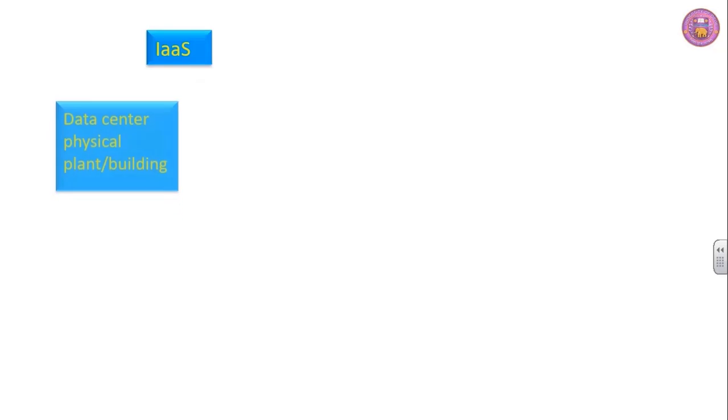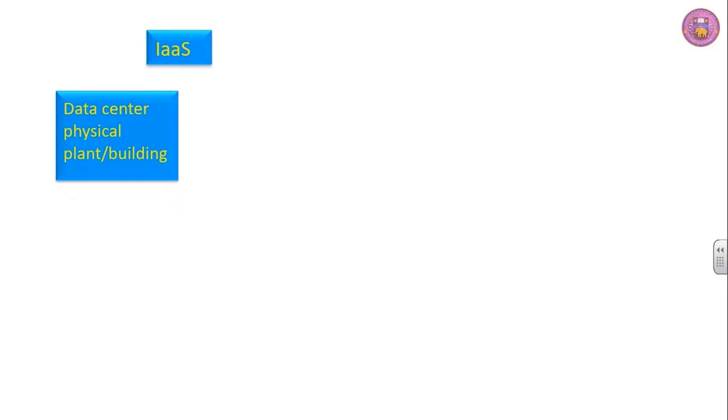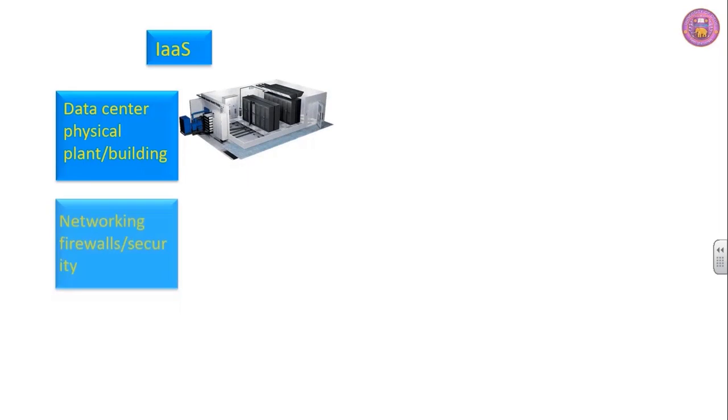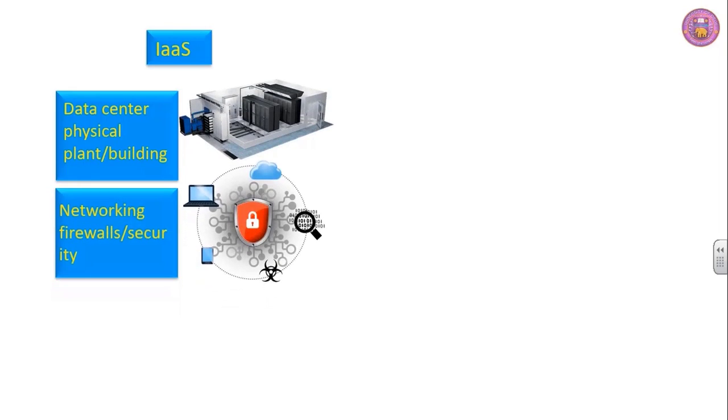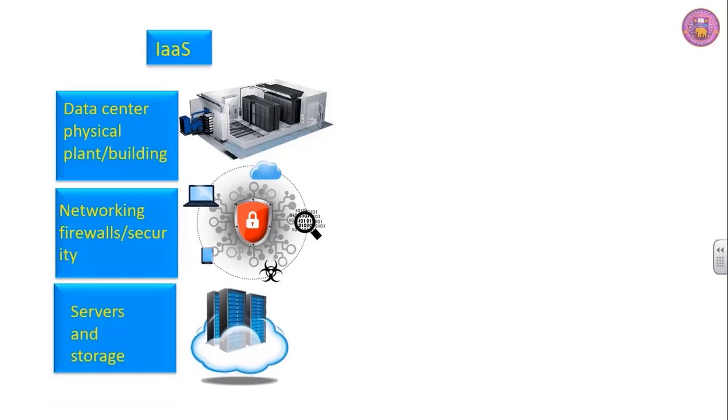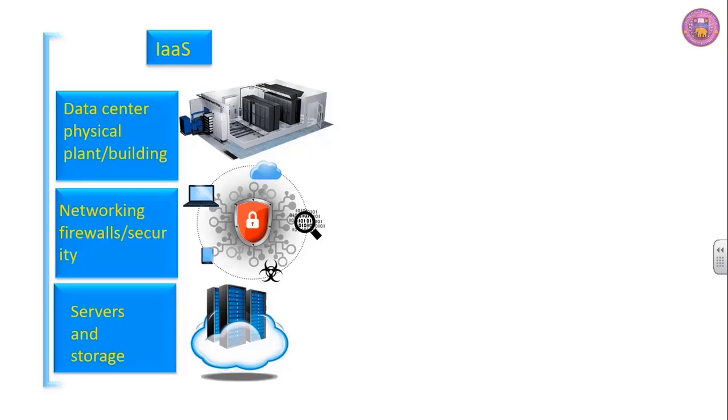IaaS, Infrastructure as a Service, includes data center, physical plant, building, networking, firewall, security, server and storage. So infrastructure includes data centers, networking, security, server and storage.